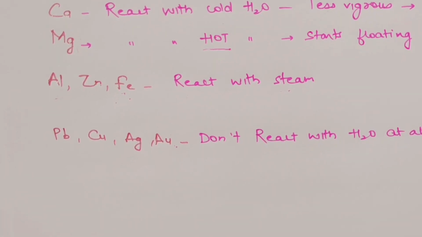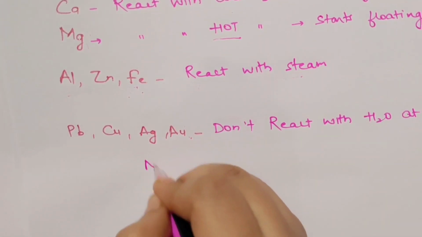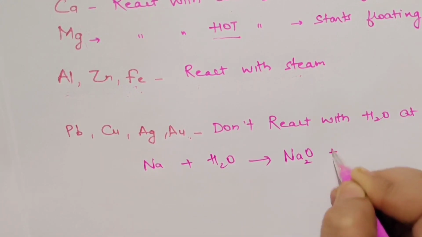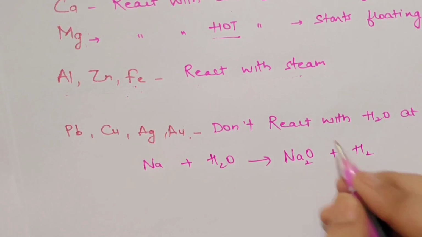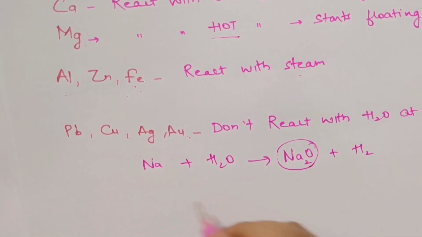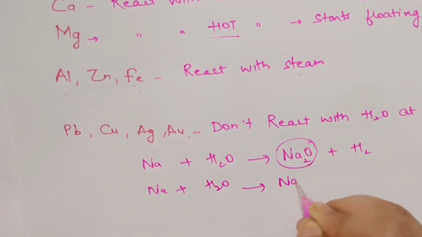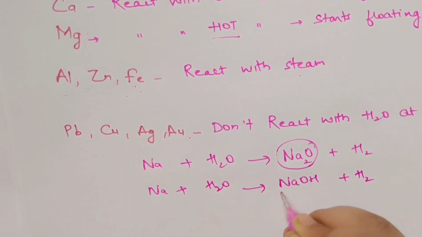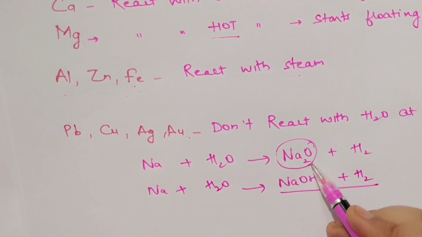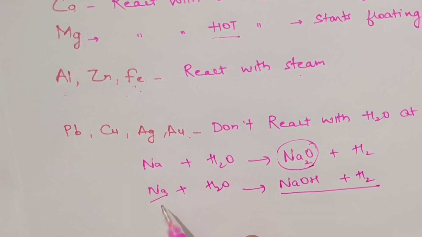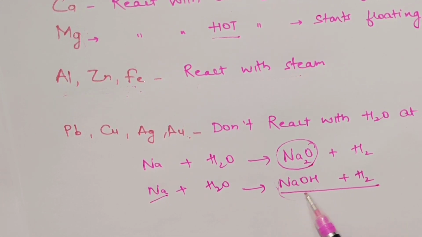Now let's discuss the reactions. Sodium, when reacted with water, we saw that it formed sodium oxide and hydrogen gas. But sodium oxide is soluble in water. So it's fine if you just write sodium plus water gives you NaOH and hydrogen gas. Okay, because as soon as Na2O is formed, it gets dissolved to form NaOH. Same thing happens with potassium, calcium, and magnesium. They all form the oxides which are soluble in water, and hence they get converted into hydroxides immediately.